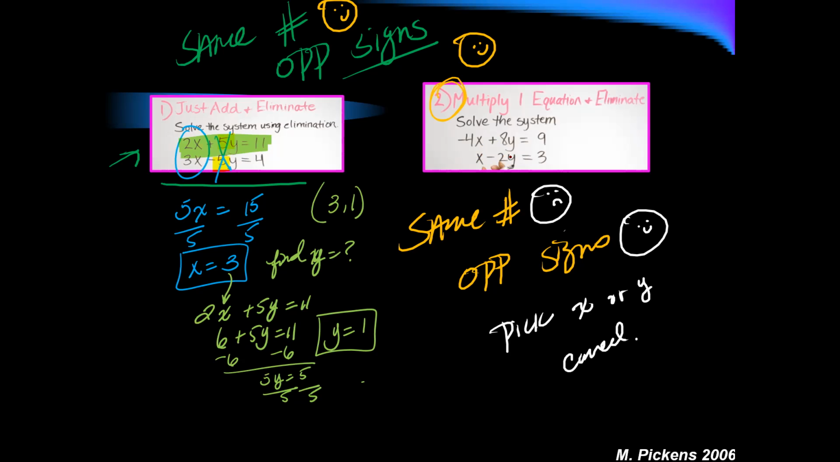So I know I can make y into an 8 if I multiply this 2 by a 4. So I'm going to multiply everything by 4. My new equation is 4x minus 8y equals 12. And then make sure you convert your first equation up: 4x plus 8y equals 9.